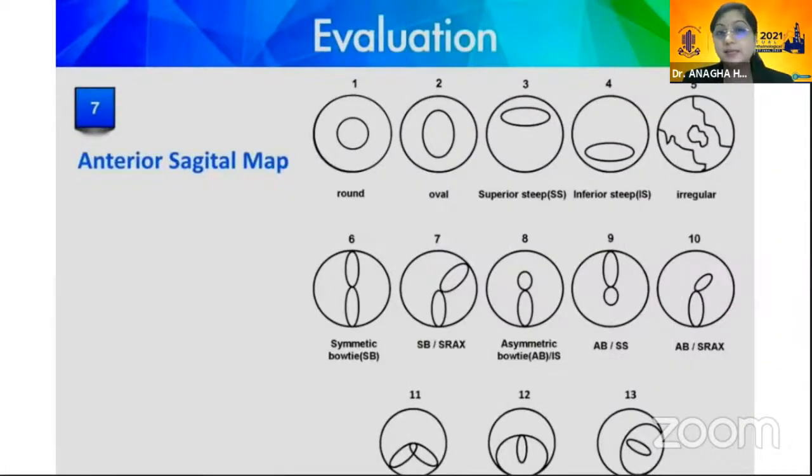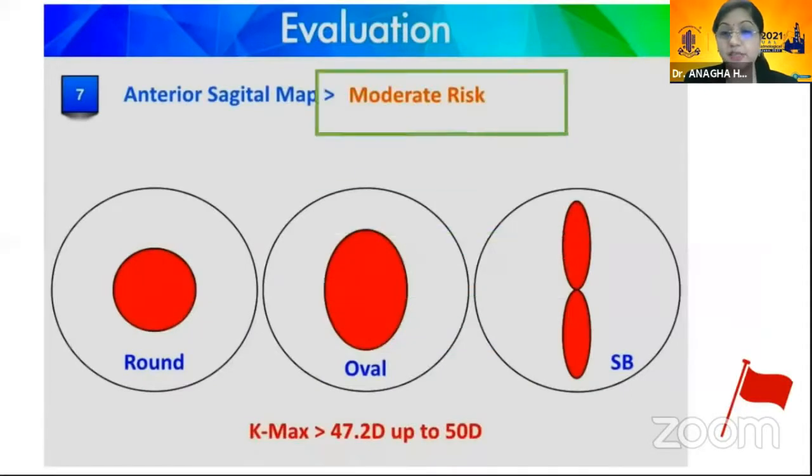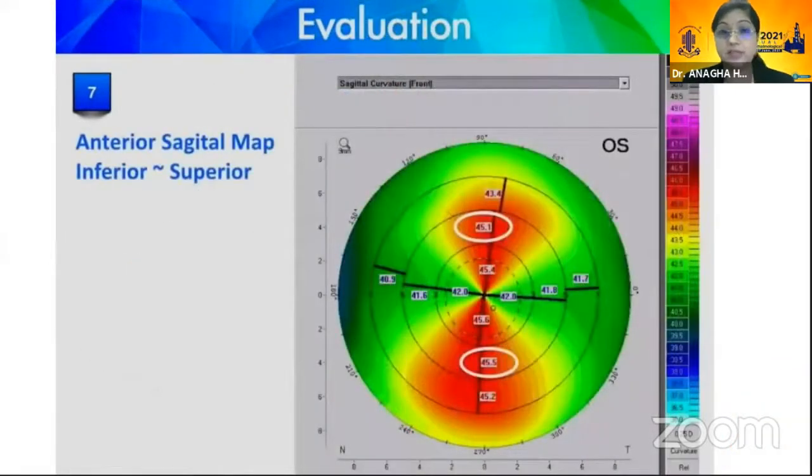Now, the anterior sagittal map will have various shapes like these. Usually, the symmetric shapes should have a Kmax of less than 47.2. If it is 47 to 50, it's a moderate risk. More than 50 diopters, it would be a high risk for refractive surgery.